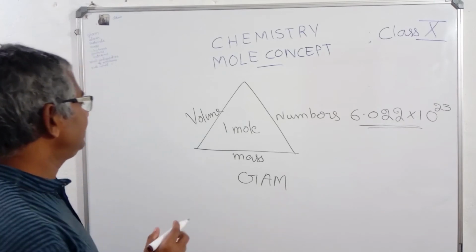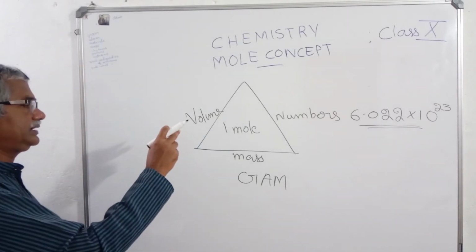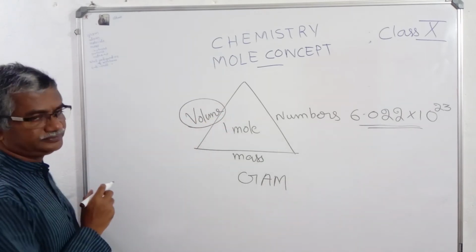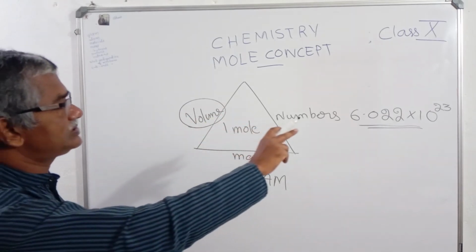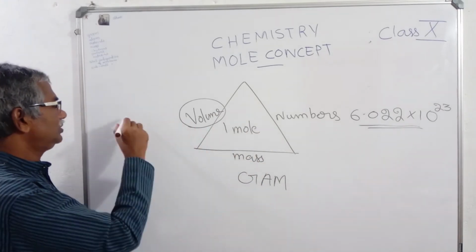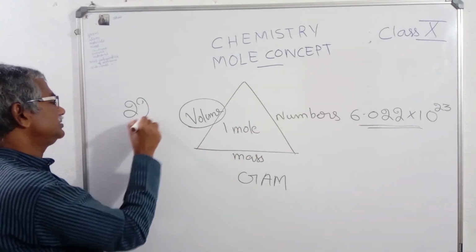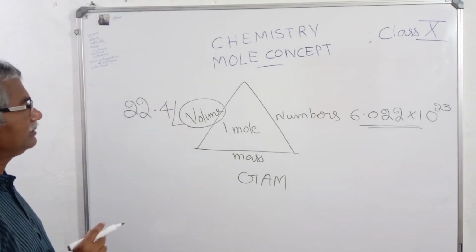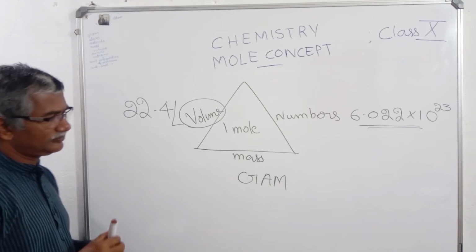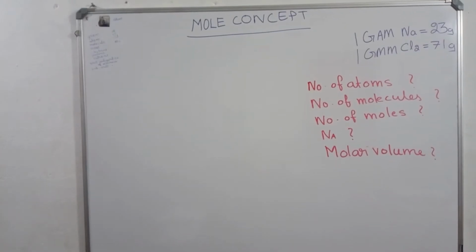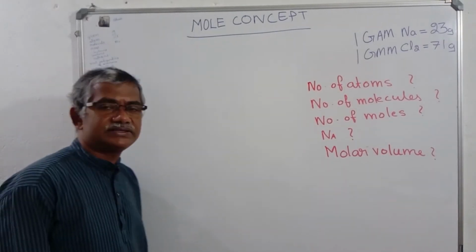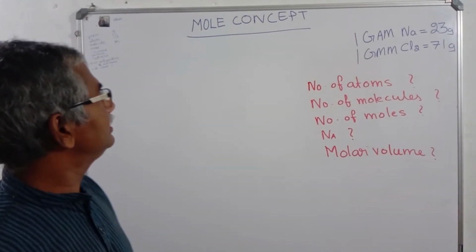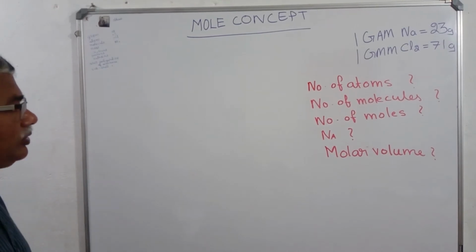If we are considering a gas, here we are getting volume. So at the standard temperature and pressure, the volume 22.4 liter. That will be molar volume of a gas. Now we can consider some problems solving mathematically using mole method.